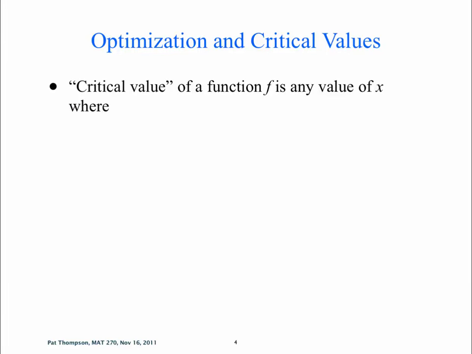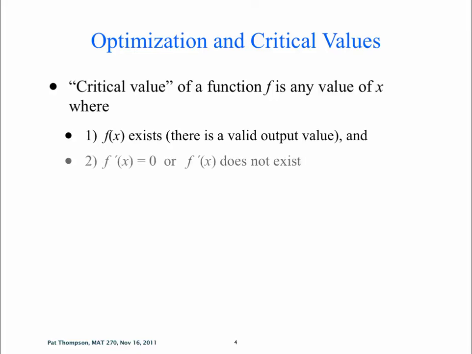Okay, all right, so let's talk about what's called critical values and optimization. A critical value of a function f is any value of x. First of all, a critical value is the value of the independent variable where the value of the function exists. There's a valid output. That's the first criterion. And then the second thing is if the first derivative is 0 or the first derivative does not exist. When both these criteria are met, you have what's called a critical point at that x value. Or sorry, the x value is a critical value.